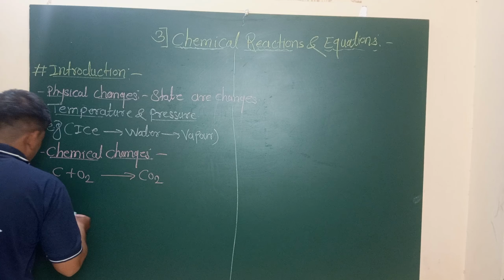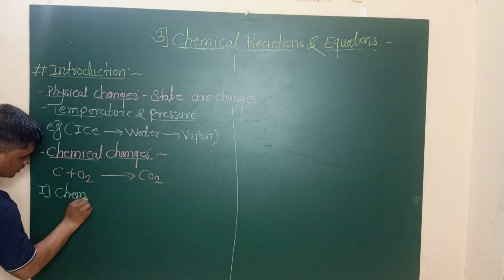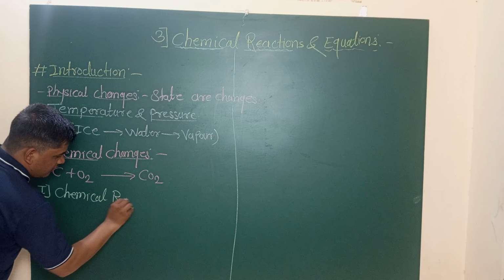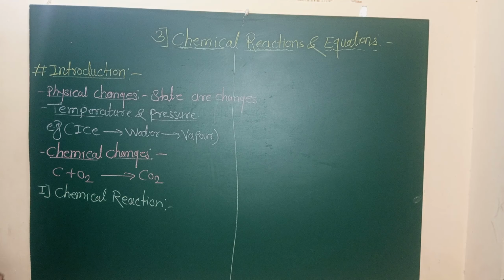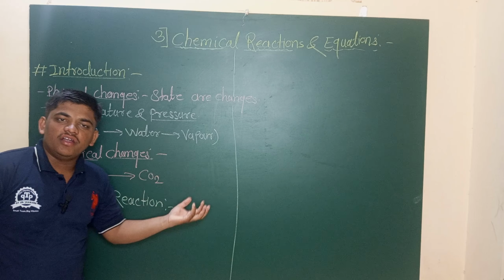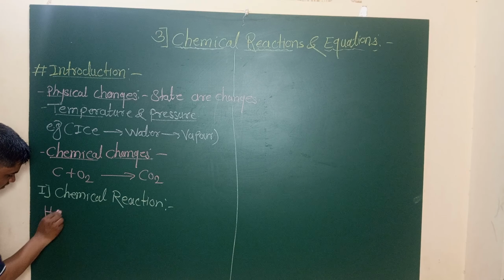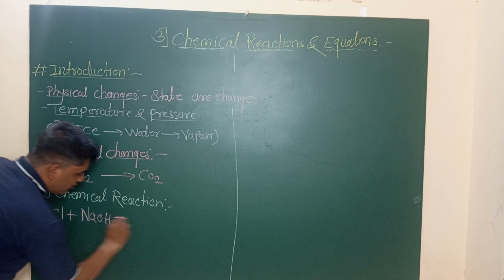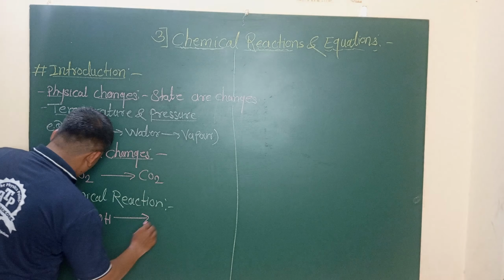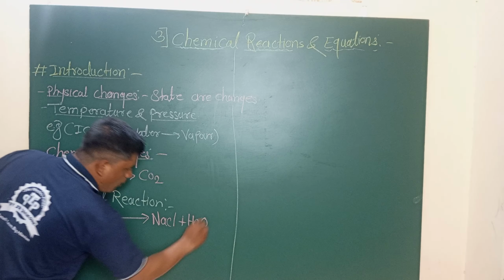First one, what is a chemical reaction? Just to get the examples, consider the previous example when carbon reacts with oxygen to form carbon dioxide. Another example is when HCl, hydrochloric acid, reacts with NaOH, sodium hydroxide, they get converted into sodium chloride as salt plus H2O, water.